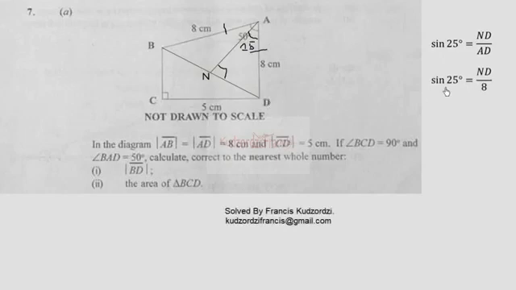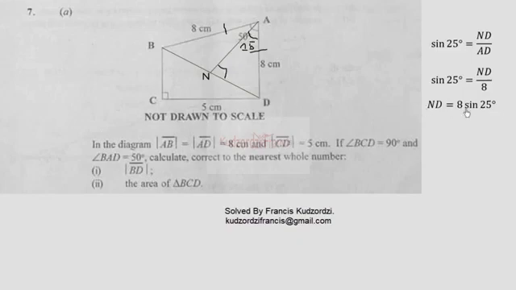So we can use trigonometry here. The best one that can make you move fast is the sine ratio. So sine 25 will be equal to ND over AD. So AD is now the hypotenuse. This means that sine 25 is equal to ND over 8. Multiply both sides by 8 to get ND is equal to 8 sine 25 degrees.